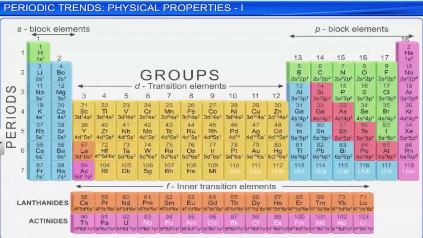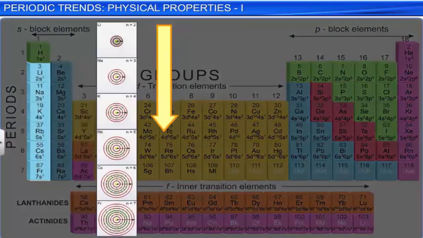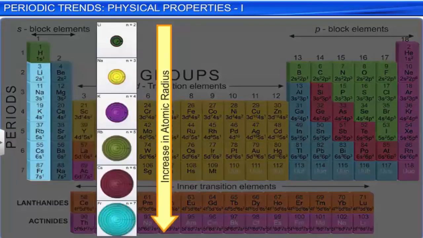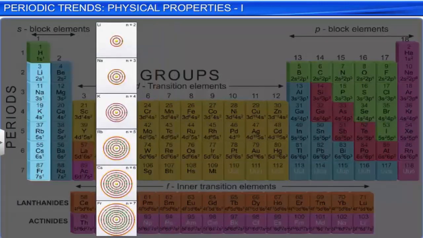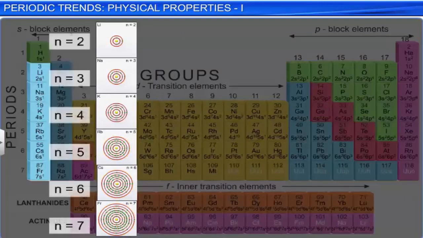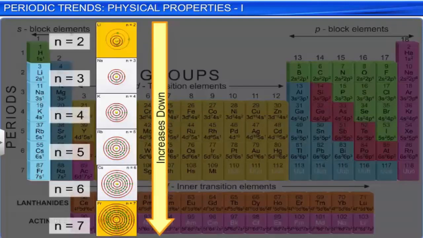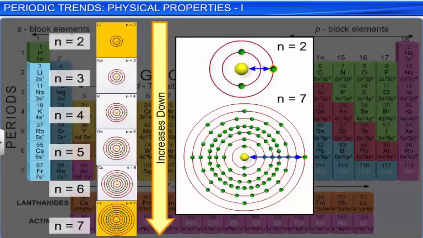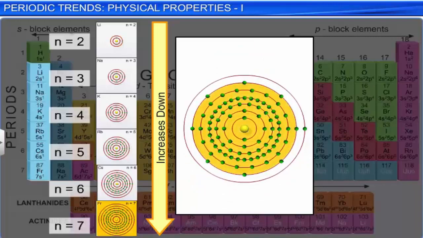Down the group, the atomic radius increases with the atomic number. As we move down the group, a new energy shell is added to each succeeding element. In other words, the principal quantum number n increases down the group, and the distance between the valence electrons and the nucleus increases. As a result, the shielding provided by the electrons in the inner energy levels becomes more effective, especially if the inner orbitals preceding the valence electrons are full, as in the case of alkali metals and halogens.